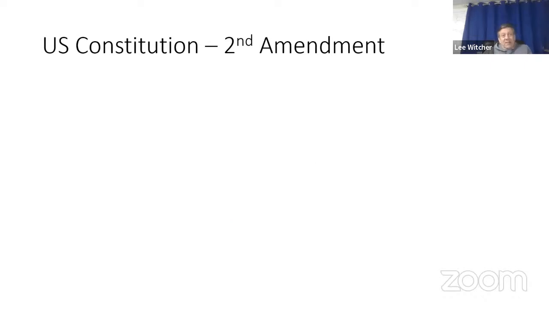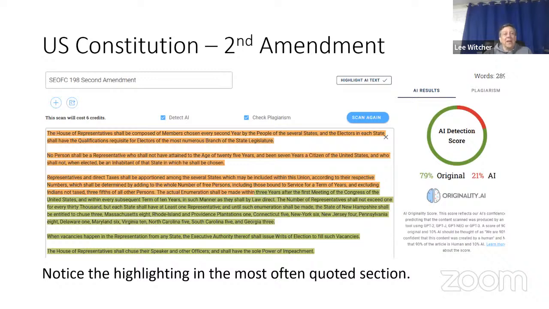Now let's get to something that's a little more common. Oh, AI. Well, you might be surprised. So here, when you look at it, this only has a 21% chance of being AI detected, AI content.